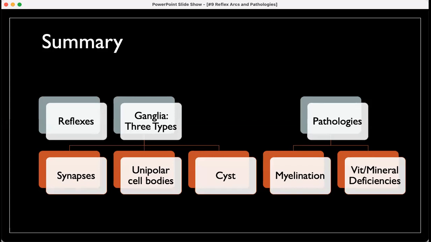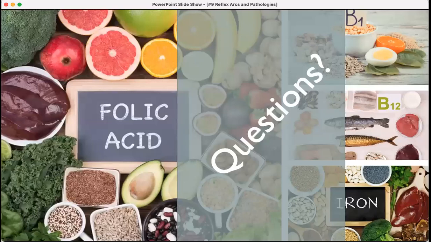So in summary, we've talked about reflexes. We've talked about 3 types of ganglia: synapses, unipolar cell bodies, and cysts. We've talked about pathologies, things that affect myelination of the axons, and also some of the vitamin and mineral deficiencies. We got a bunch of stuff. And for your question slide, I put in some of the sources of vitamins: folic acid, B1, B12, and iron.